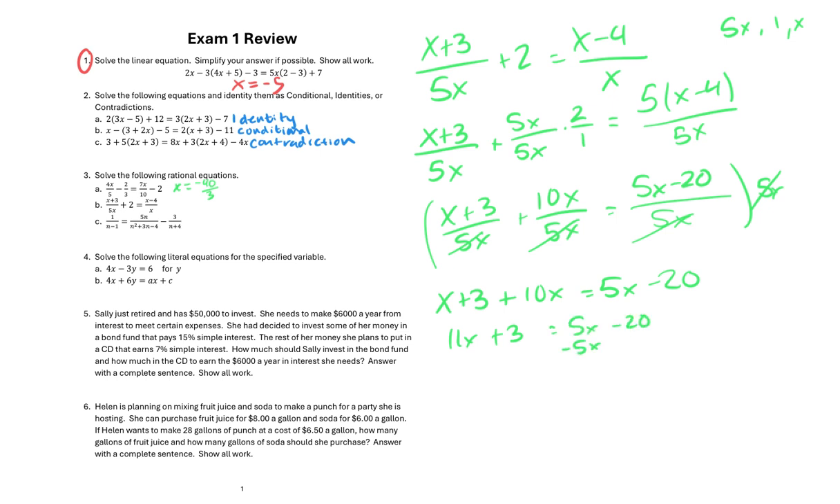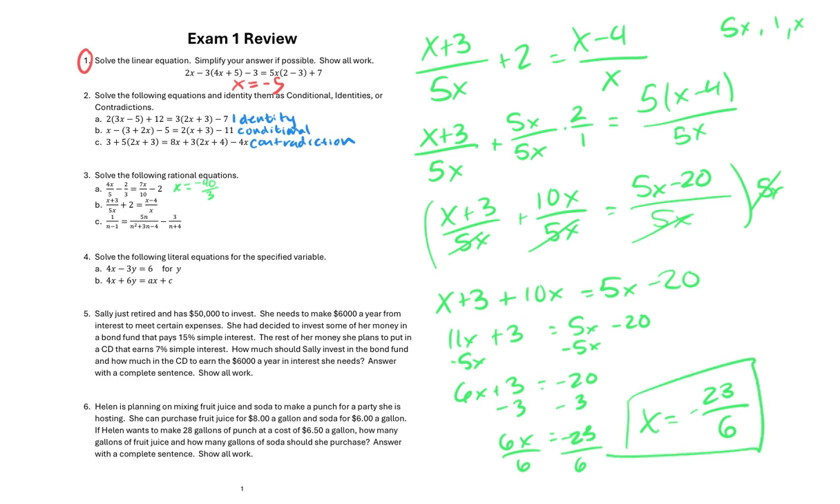We can subtract 5x from both sides. You're going to be getting 6x plus 3 is equal to negative 20. Subtract 3 from both sides. 6x is equal to negative 17. Oh, we are subtracting 3, so we need to go more negative on the number line. So we actually have 6x is equal to negative 23. Divide by 6. X is equal to negative 23 over 6. That's going to be our final answer.